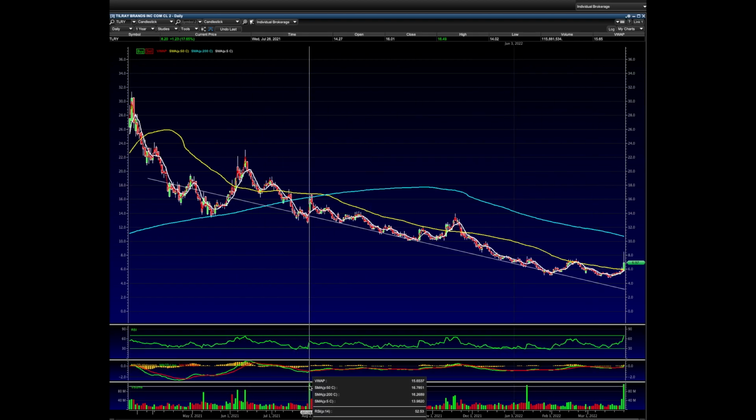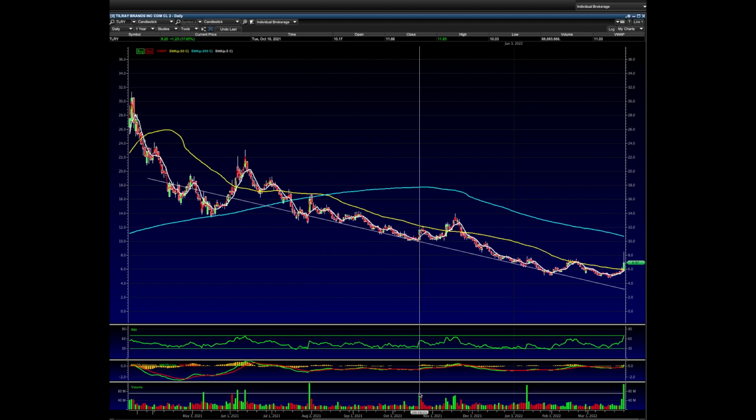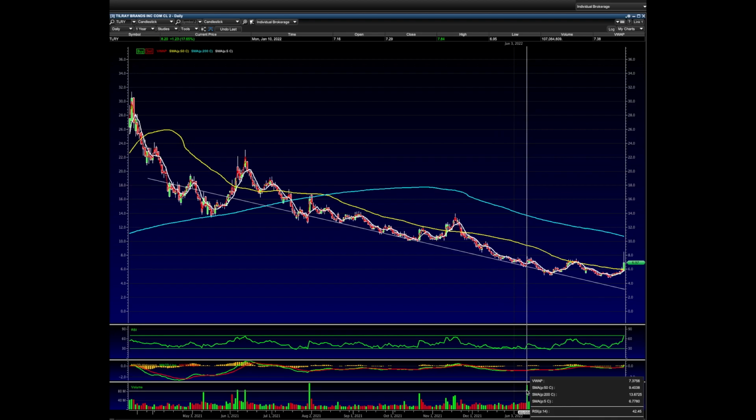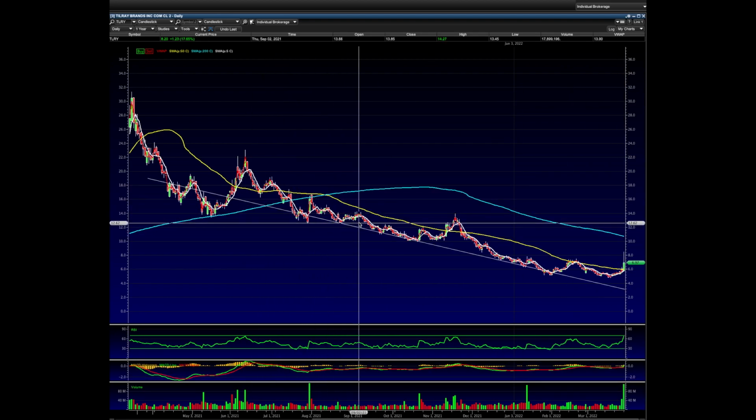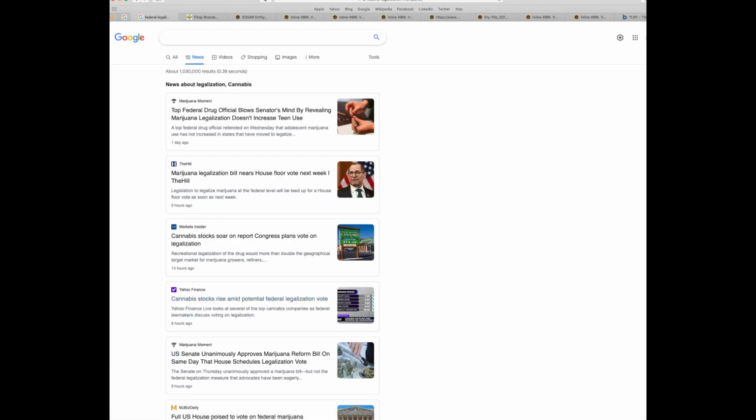It's also worth noting it has broken out on 115 million in volume that day, 70 million that day, 107 million this day, 110 million yesterday. So very similar volume days where it's broken out and came right back down. But this one's a little different because the catalyst is the House is gonna vote.